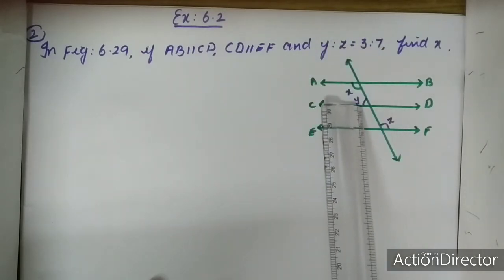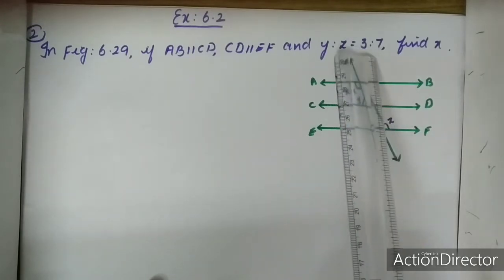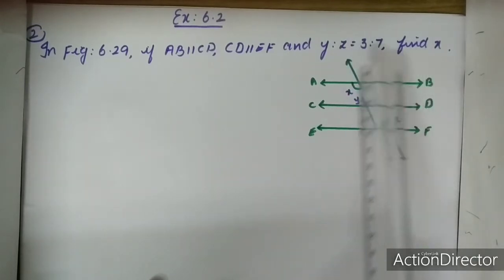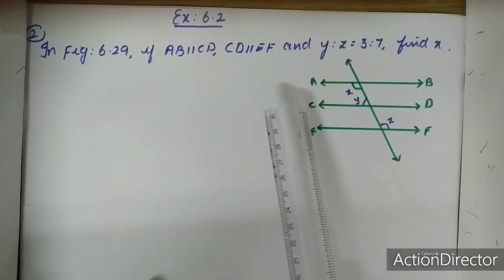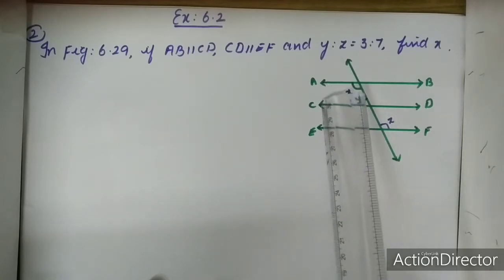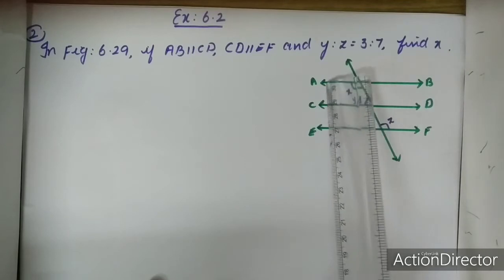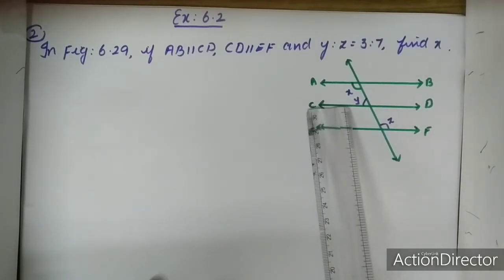That is, this angle Y and this angle Z. The ratio of these two angles is given as 3:7. We have to find the value of X. So the only information given in the question is that the lines are parallel to each other. That is, AB is parallel to CD and CD is parallel to EF. That means all the three lines are parallel to each other, according to the theorem we have seen earlier.